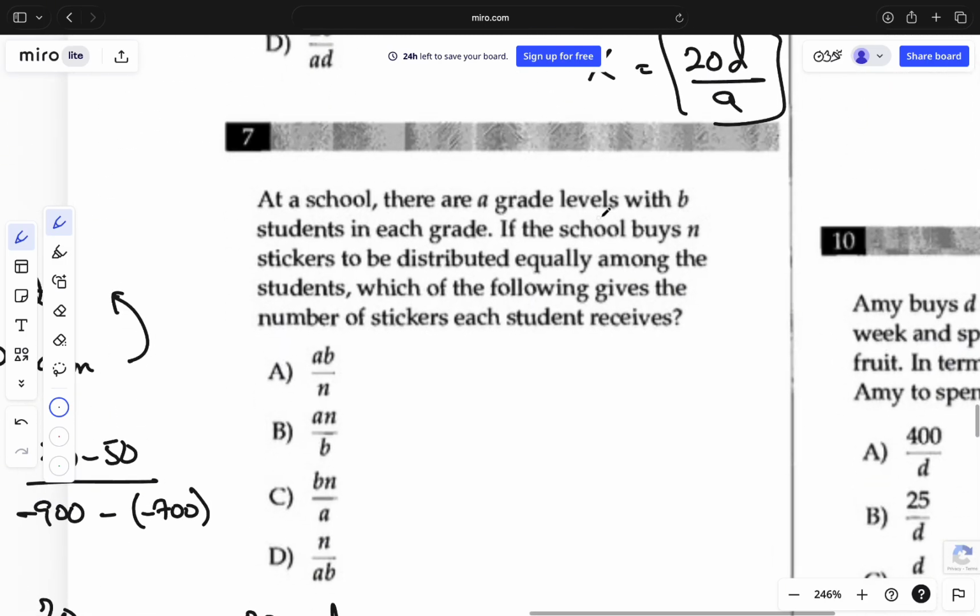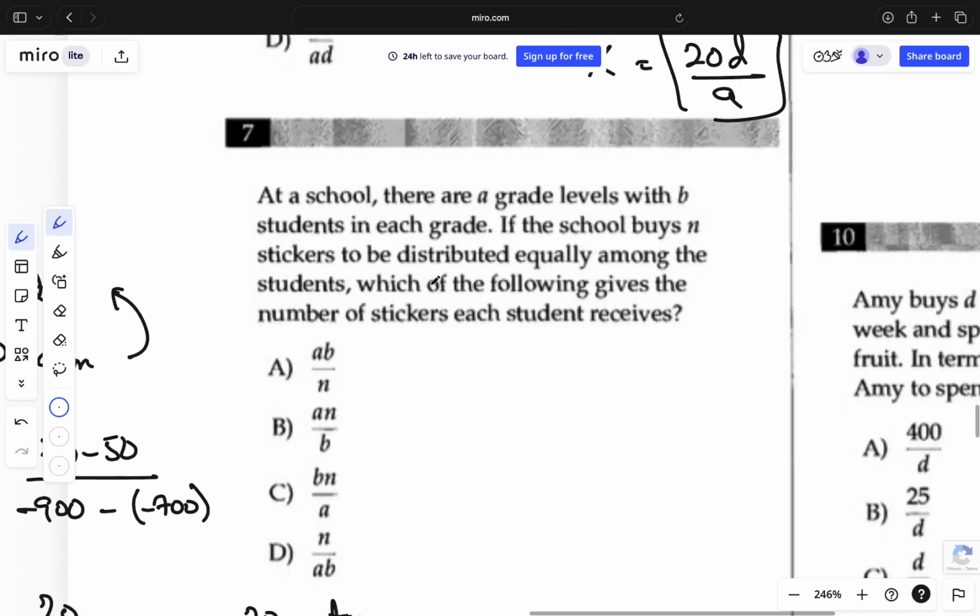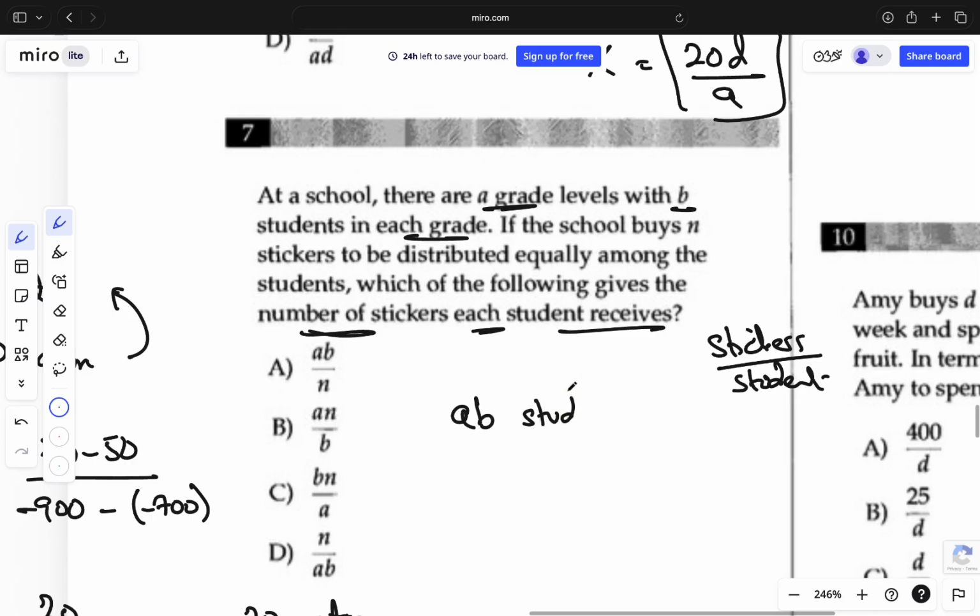Question 7. At a school, there are A grade levels with B students in each grade. If the school buys N stickers to be distributed equally among the students, what would give the number of stickers each student receives? So we're looking for number of stickers for each student. So stickers per student. This is what we're looking for. Now, we have A grade levels with B students in each grade. So if you multiply them together, you'll get the total number of students. So we have AB students in total.